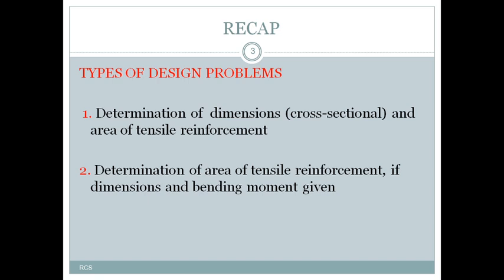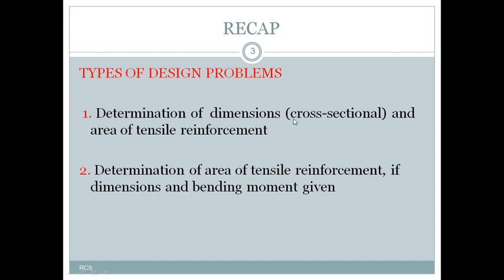Based on the design load, we calculate the dimensions by equating the limiting moment of resistance with the factored bending moment. That factored bending moment is calculated with respect to the factored load, and the bending moment equation depends upon the type of beam we are designing. If you are designing a simply supported beam carrying a UDL throughout, then the factored bending moment would be WL square by 8, which must be equal to your limiting moment of resistance.